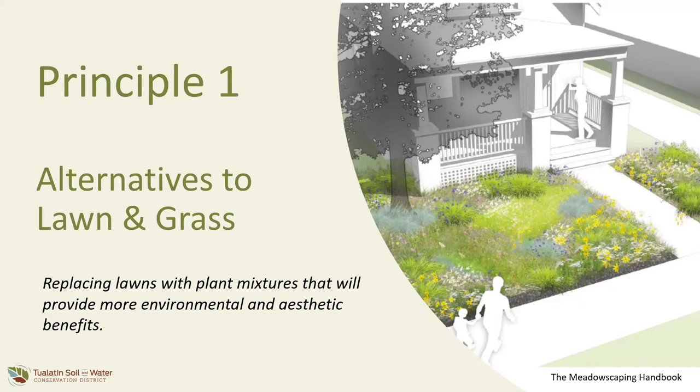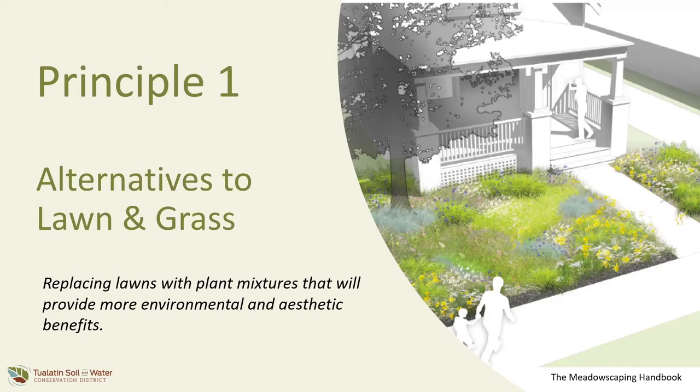Across the US, we have converted about 40 million acres to lawns in this country. So that's about two-thirds the size of Oregon that's planted just in turf grasses. And lawns can be great for certain things, providing kids or pets with places to play or allowing space for sports. But there's also some major downsides to covering our properties in lawns.